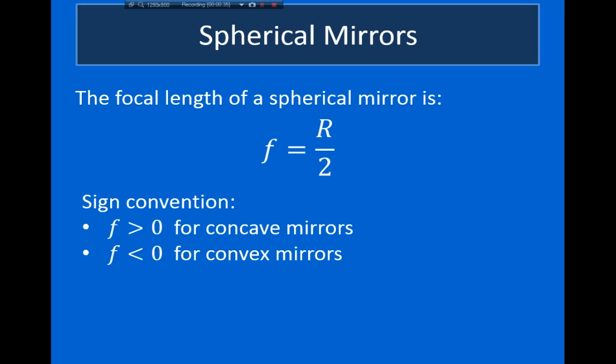Now in the previous slide we went through this calculation looking at a concave mirror. And it turns out that for a concave mirror, we say that the focal length is greater than 0. However, for a convex mirror, remember that's a mirror that causes the beams to diverge after they reflect off of the mirror, this will have a negative focal length. So for a convex mirror, the focal length is equal to minus the radius of curvature divided by 2.